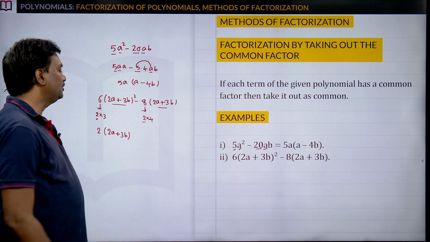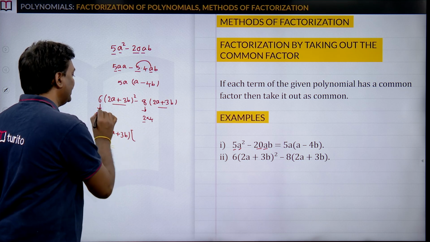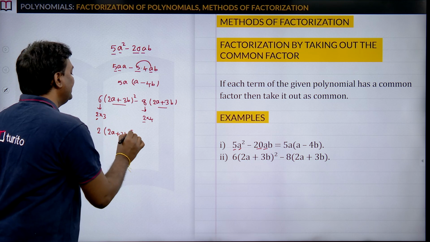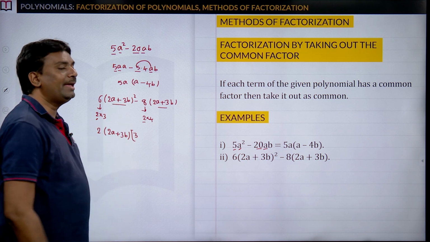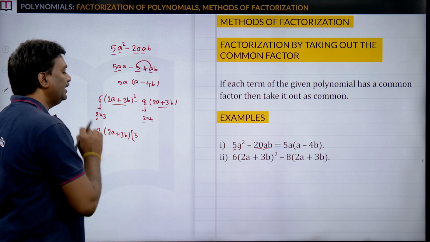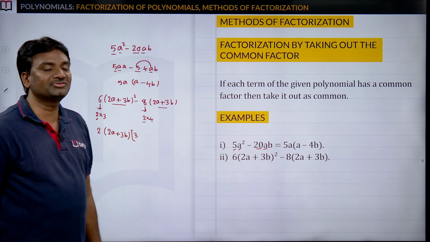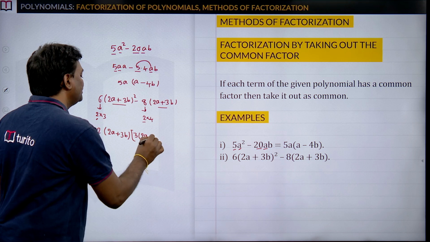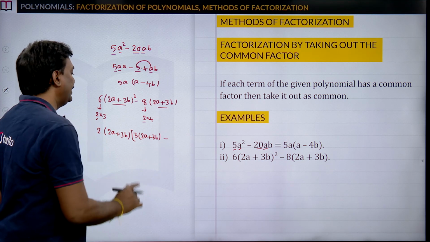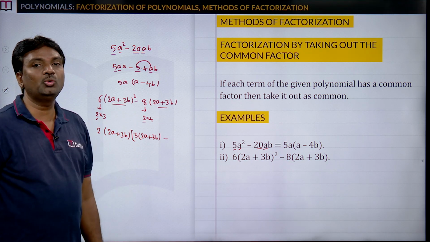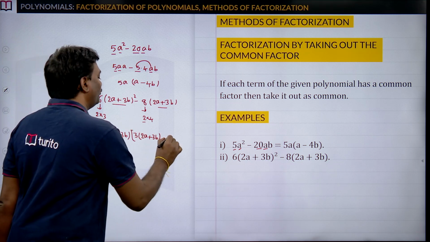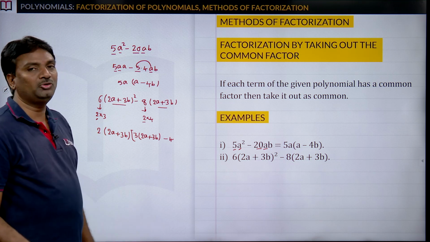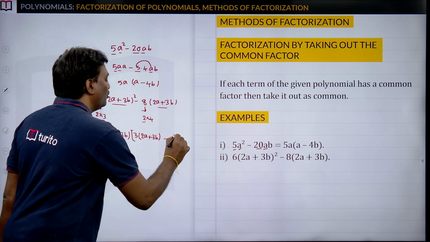By taking 2 into (2a plus 3b) as common, you will get: from 6 we have taken 2 as common, the remaining part is 3. From (2a plus 3b) whole square, we have taken (2a plus 3b) as common, the remaining part is 2a plus 3b, minus. From 8 we have taken 2 as common, the remaining part is 4. Already we have taken 2a plus 3b as common. If you want, you can write 4 into 1, that is 4 only.